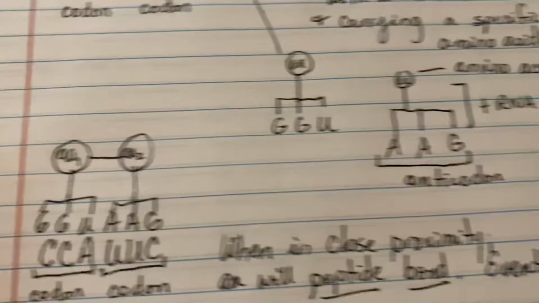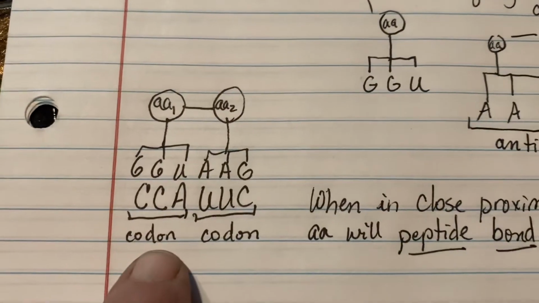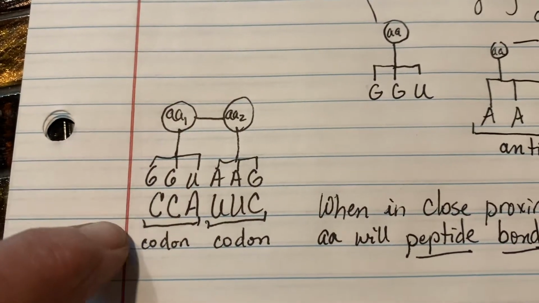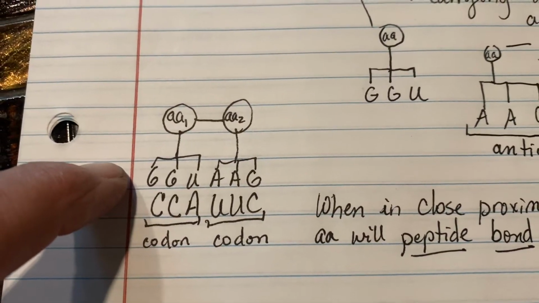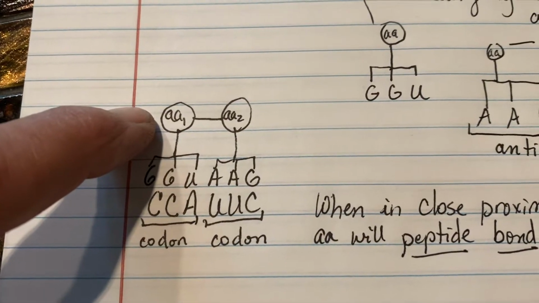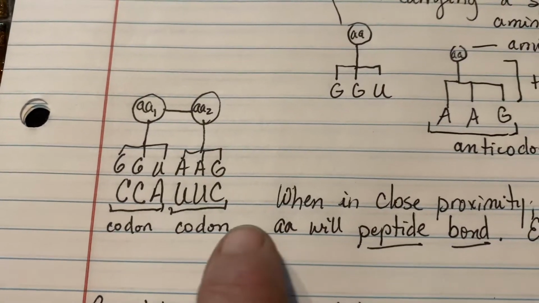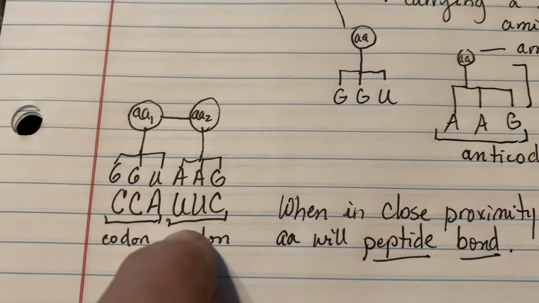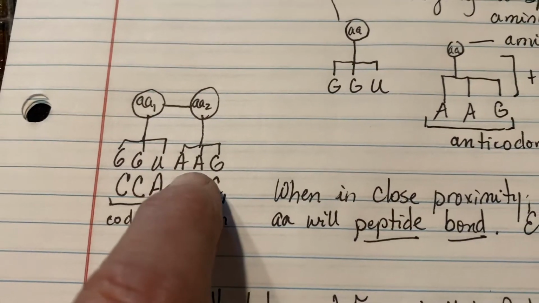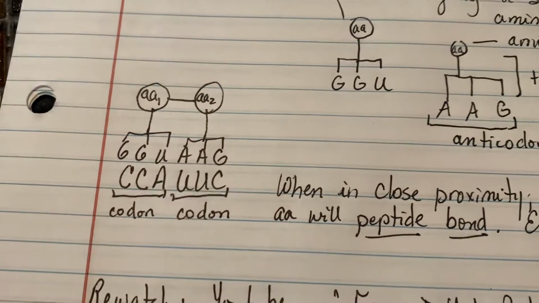So notice what's going to happen. Your CCA codon is going to call for an anticodon that complementary base pairs, which would be GGU. GGU just happens to be carrying a specific amino acid. And then the ribosome moves over to the second codon, and it reads UUC, which calls for an anticodon of AAG. And that brings your second amino acid into place.